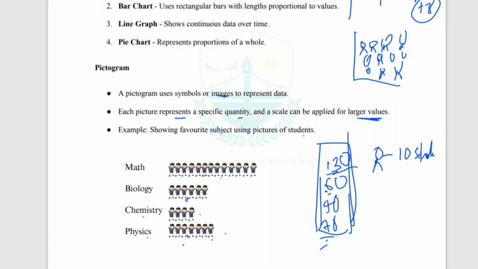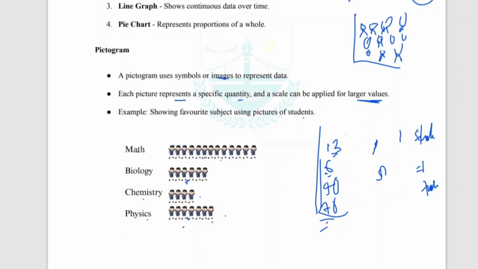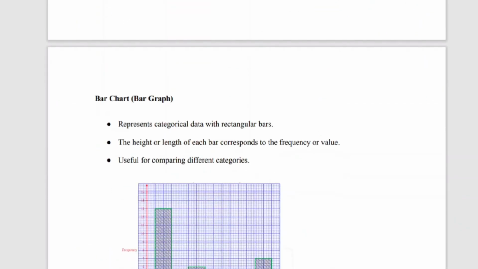So my scale would be, if it was that format, one picture of this represents 10 students. So that is the scale I would use if the number of students were large. But since they are few, that's why I'm using this format. So from there we can see how we can use this. That was all about the pictogram, and then we can look at the bar graph.